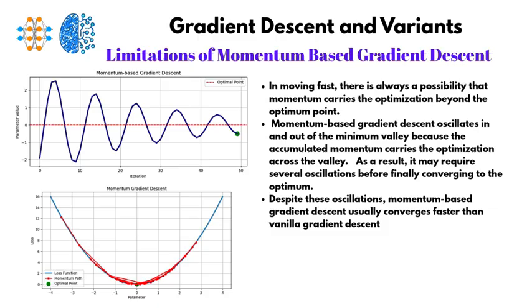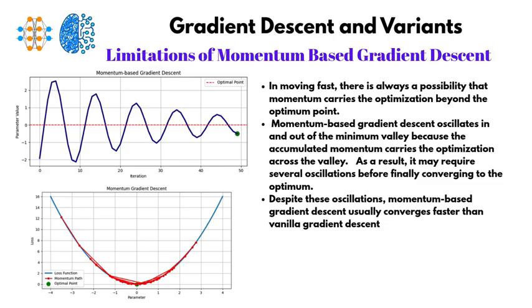Now that we have understood how momentum works and why it can accelerate gradient descent, let us also look at its limitations. Momentum gives the optimizer a kind of memory. As we discussed in the previous slides, this memory helps accumulate movement in a consistent direction. But this same property can sometimes become a problem.